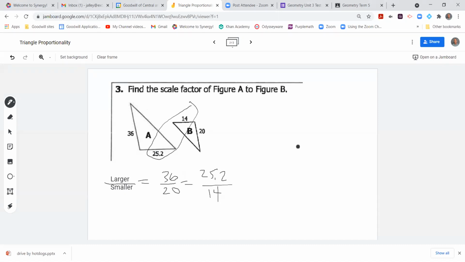So 36 over 20, that's reducible. 4 goes into both of those numbers. You should get a scale factor of 9 over 5. Now the other one has a decimal in it, so it's a little bit trickier, which is why I chose not to use it to begin with. So if we're taking this smaller triangle and we're going to blow it up to this bigger one, we're going to use a scale factor on this one. We would say K equals 9 over 5.